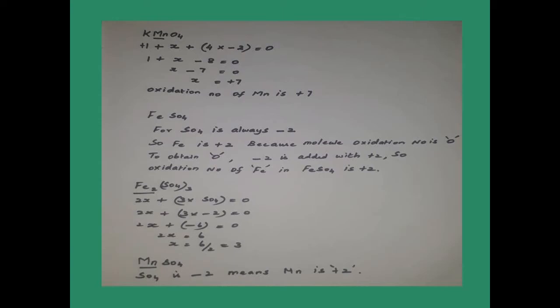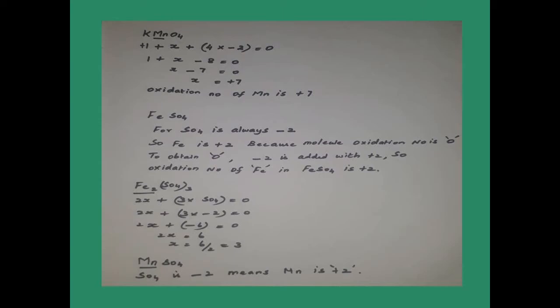Next one, Fe2(SO4)3. Here we are going to find out the iron oxidation number. So X for the oxidation number of iron. How many iron is there? 2, so 2X. And how many sulfate is there? 3, so 3 into -2 and equal to 0. It is a molecule, so we get the value for X is equal to 3. Now the oxidation number for iron is +3.